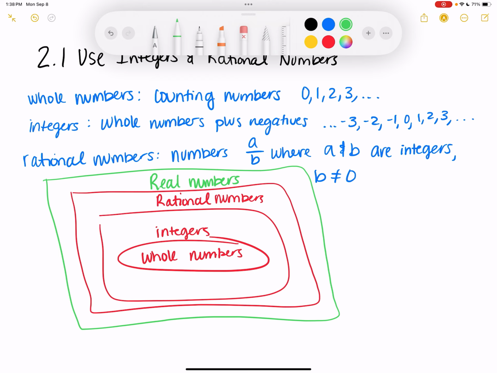Now, if something's a whole number, is it also an integer? Yes. If it's a whole number, is it a rational number? Yes. Just because it's a rational number, though, does that mean it's a whole number? No. Okay? So we'll just have to watch for that as we do those problems.